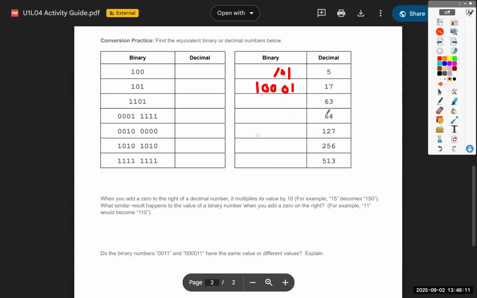63 is 1 less than 64. We know the 64s column is the 7th one, so this is going to be 6 1s. Yes, 6 1s, up to the 32s column. The next column is the 64s column. It's 1 less than the value of the next column.